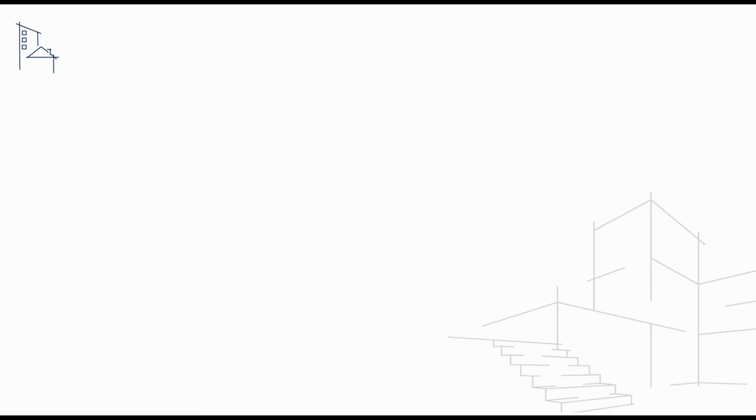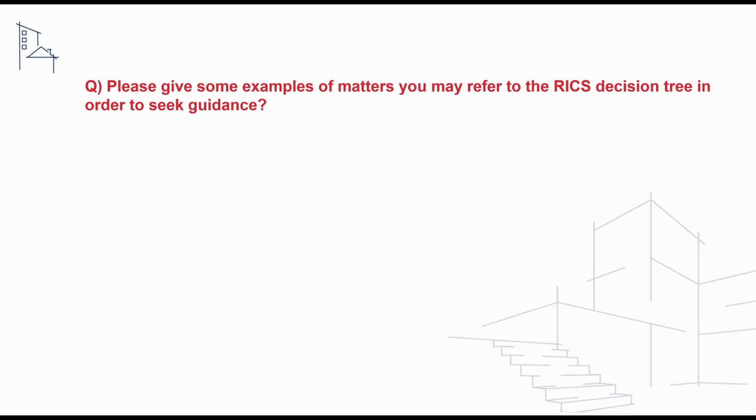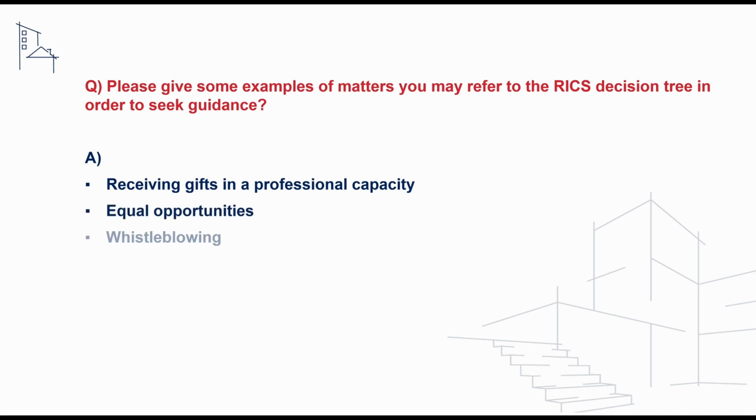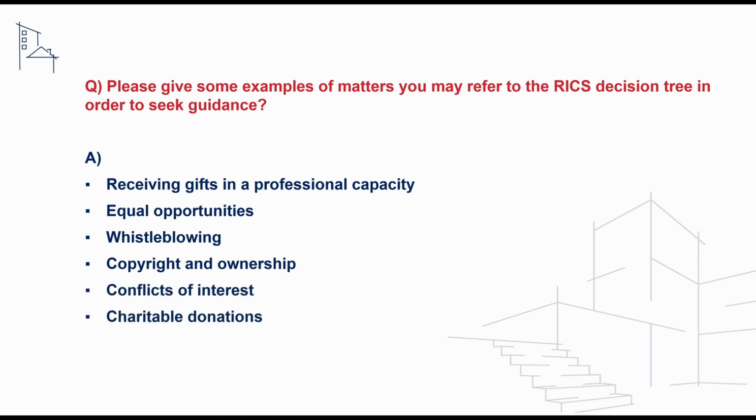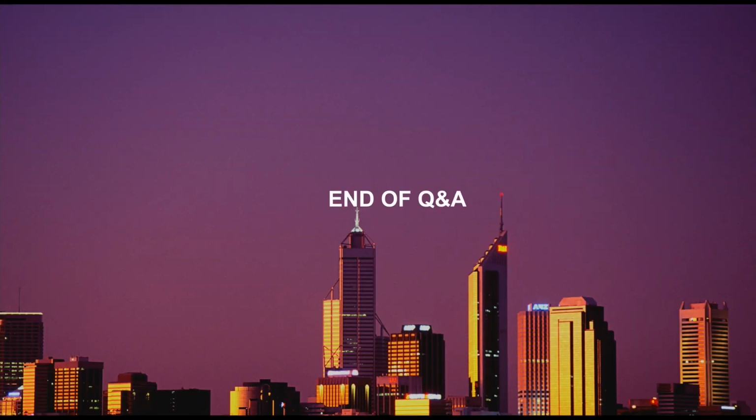The next question we'll take a look at is, please provide some examples of matters you may refer to when using the RICS decision tree in order to seek guidance. And to address this, we could say that the RICS decision tree can be used in matters relating to receiving of gifts in a professional capacity, equal opportunities, whistleblowing, copyright and ownership, any conflicts of interest, charitable donations, and attendance at hospitality events. That brings us towards the end of the Q&A.